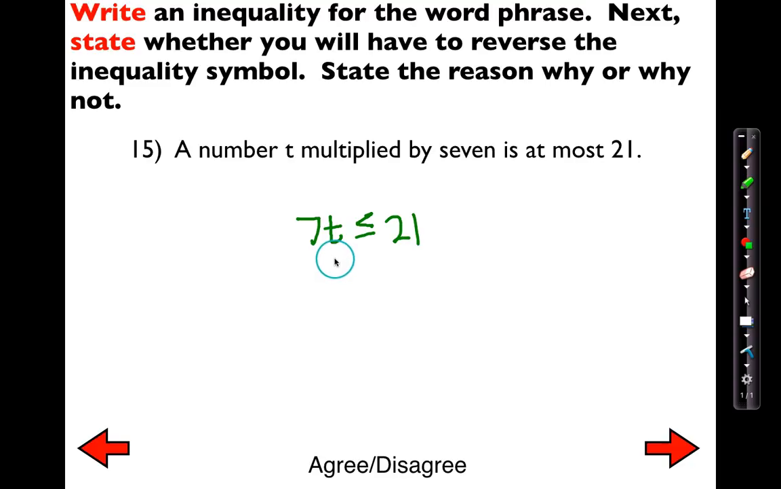Now here, to solve, I technically would divide both sides by 7. I only put that not to solve it, but to ask myself, by any chance did I multiply or divide both sides by a negative number? In this case, the answer is no. I only divided by a positive 7. So will I have to change the inequality symbol? The answer is no. And why? Because I wasn't multiplying or dividing by a negative number. That would be my reasoning.